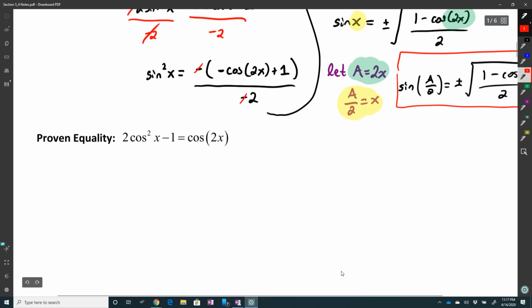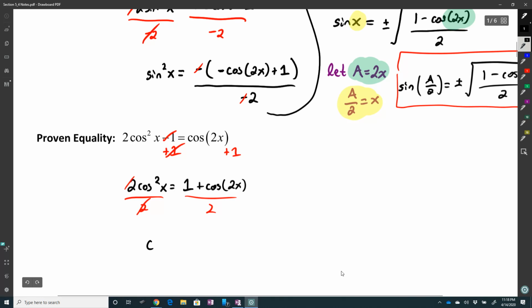We have a proven equality, so I pretty much do the exact same thing. Add 1 to each side. So 2 cosine squared x is equal to, I'm going to put the 1 first because that's what the formula looks like. And divide by 2. And there you go. That's pretty much it. We have cosine squared x equals 1 plus cosine of 2x over 2.